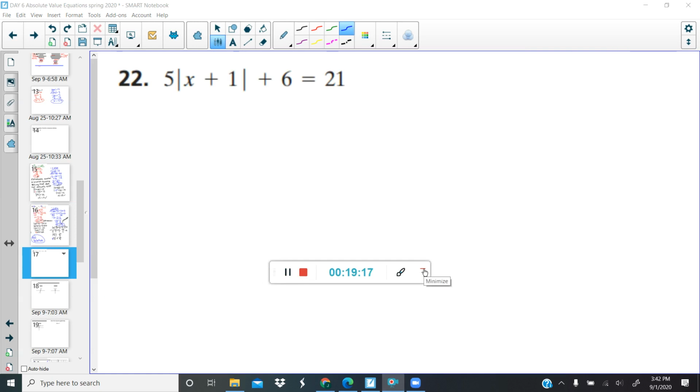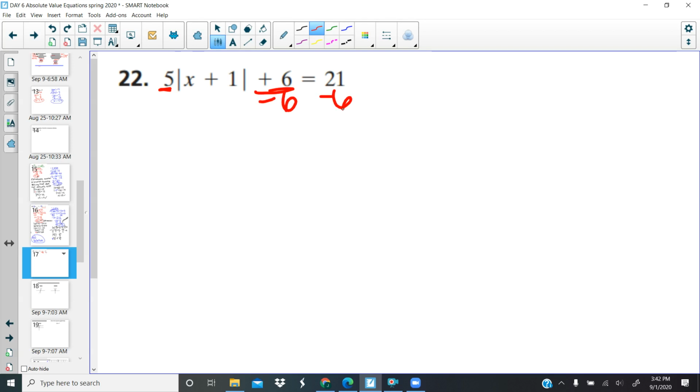And then this is the last problem that I want to go over. This one is different because it has stuff outside of the absolute value part. So anytime that there's something on the left-hand side other than just the absolute value, you're going to want to get rid of that first. So we're going to need to move that to the other side. So we're going to start by subtracting 6 from both sides.